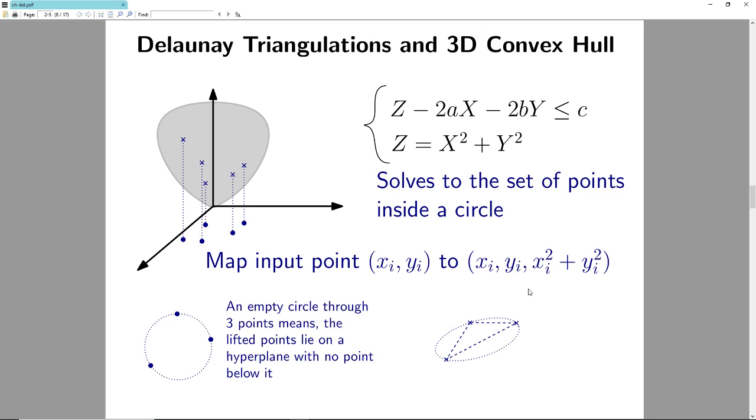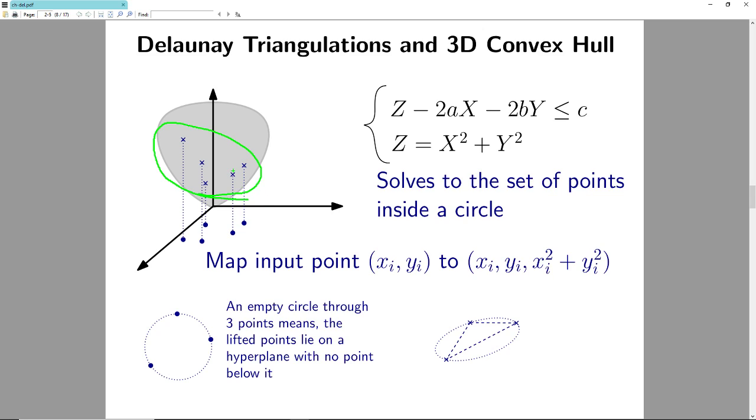Now I'm going to use the empty circle property of the Delaunay triangulation. Remember that 3 points form a triangle in a Delaunay triangulation if and only if the circle that goes through them is empty. Based on what we have observed, the set of points inside the circle corresponds to the set of points that are below a hyperplane and that are on the surface of the paraboloid. Remember that all my input points are now on the surface of the paraboloid.